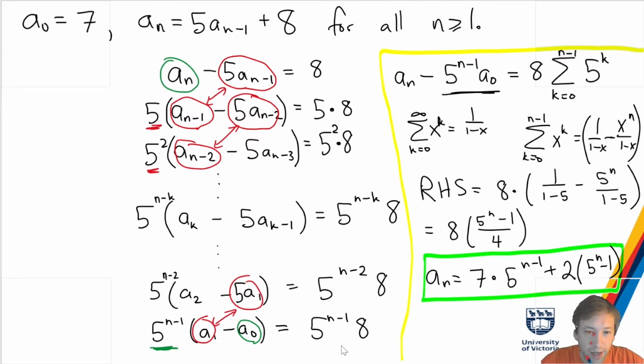Okay, so like I said, this is just a very nice trick for solving first order recurrence relations. It gets a little bit weird when you're dealing with negative numbers. So let's do one more example with negative numbers, and then that'll be the end of this video.